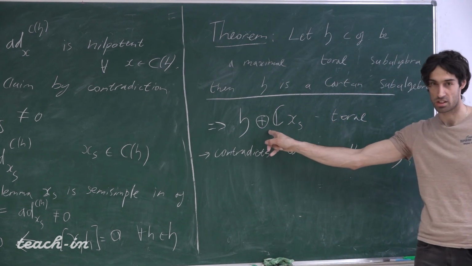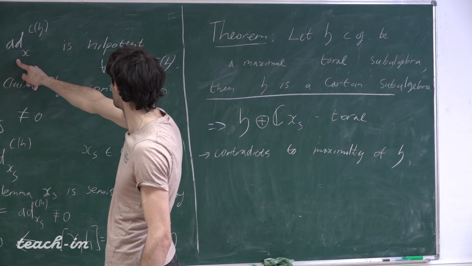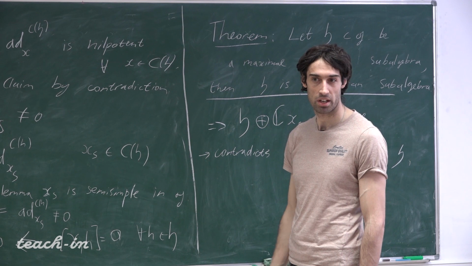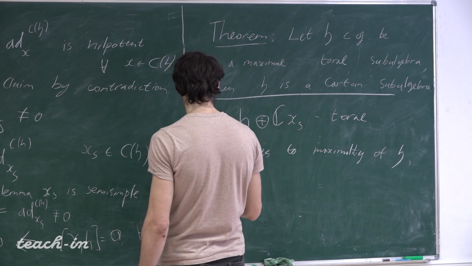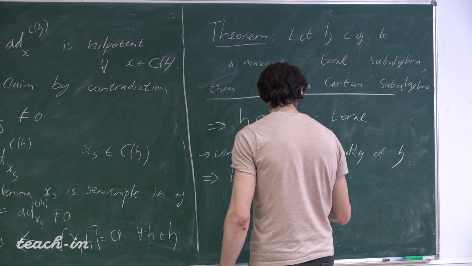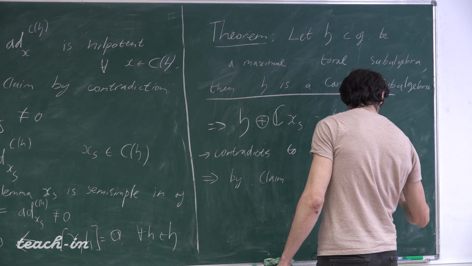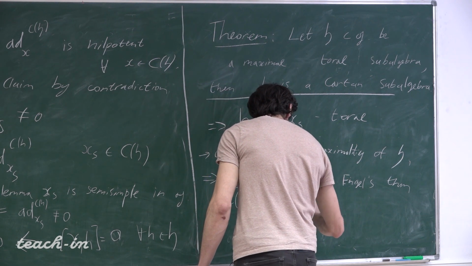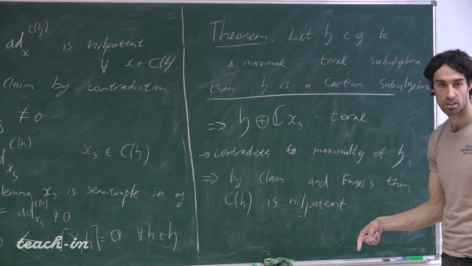Because H is inside, we proved by contradiction that every element of X, its ad X, is nilpotent. We actually proved by Engel's theorem that C of H is nilpotent. So by the claim and Engel's theorem, C of H is nilpotent.